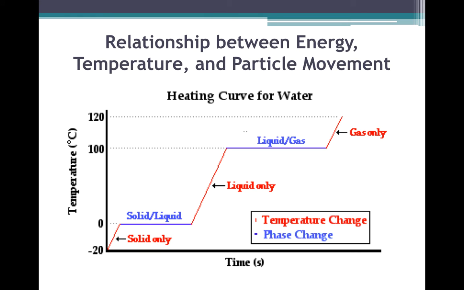Take a look at this graph for the heating curve of water. This graph shows us what temperatures water is in the different phases and at what temperature water changes from one state to another. Looking at this graph, we can see that water is a solid at 0 degrees Celsius and below. It is a liquid from 0 to 100 degrees Celsius, and it is a gas from 100 degrees Celsius and above. That's what the red lines tell us on this graph. The blue lines on this graph represent when a phase change is happening.